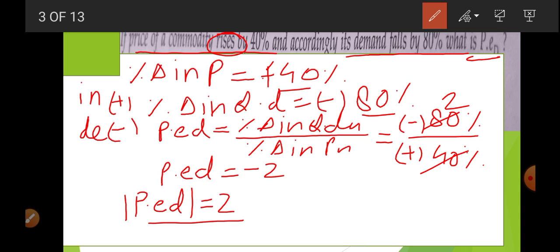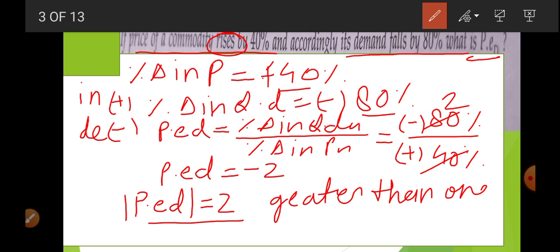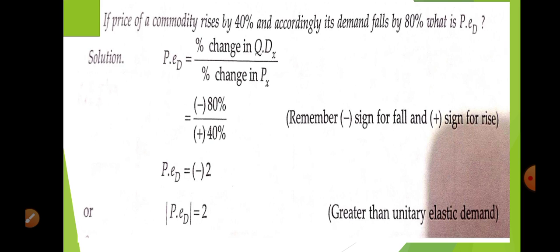So ultimately, what is the price elasticity of demand? Greater than 1. In this way you are going to solve the question if the percentage change in price and percentage change in quantity are given. Here is the solution. I already explained how it is done.